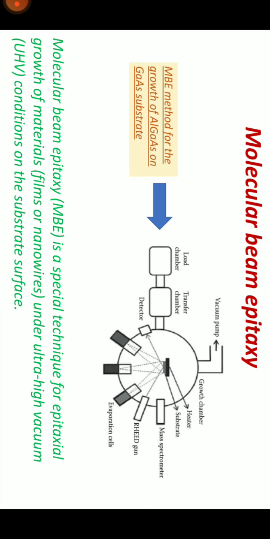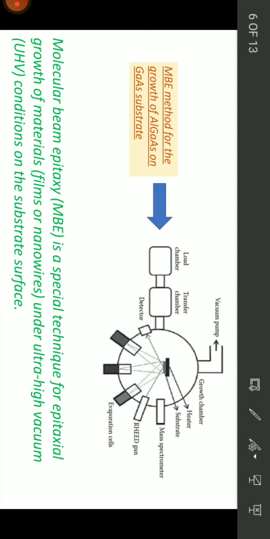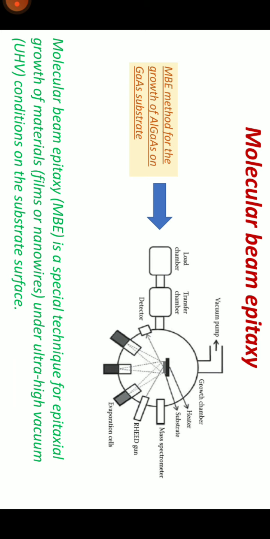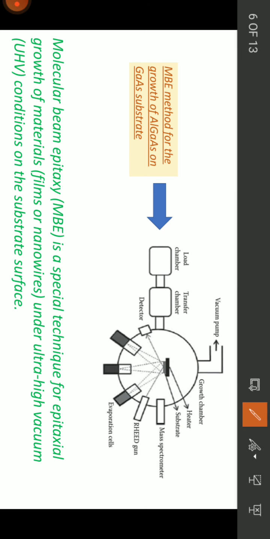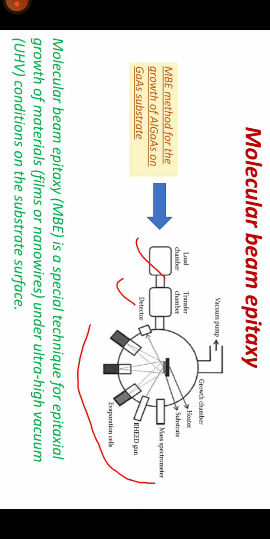Now as shown in this figure, a typical MBE, that is molecular beam epitaxy, setup consists of three vacuum chambers: the load chamber, the transfer chamber, and the growth chamber. This entire part is the growth chamber in which the growth of particles is taking place. The growth chamber consists of evaporation cells, a reflection high energy electron diffraction gun, also called RHEED, and detector, mass spectrometer, and a few more parts.